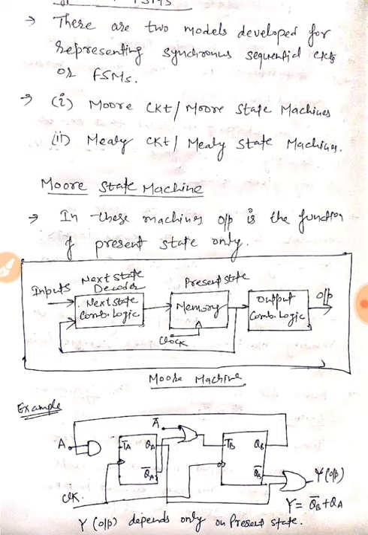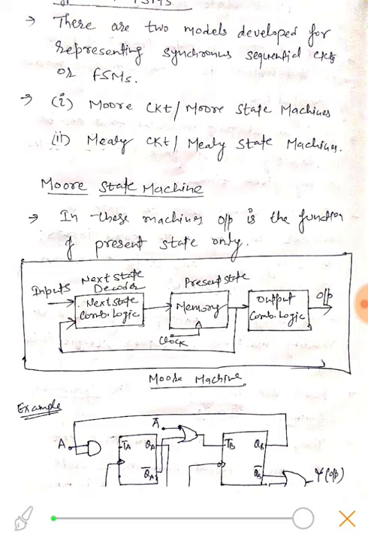We have basically two types of FSMs, that is the Moore circuit and the Mealy circuit. These are the two important types of finite state machines, and we will see how we design a system using these models. As we have already seen, the FSM consists of a combinational circuit for the next state, a combinational logic circuit for the output, and a memory element to store the state. Here, first we will see the Moore state machine.